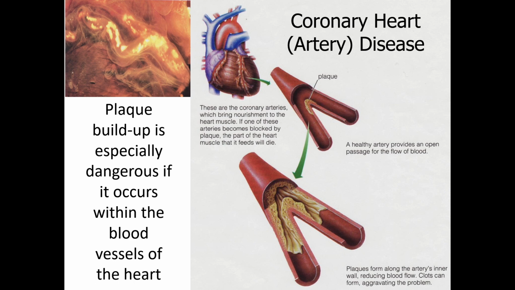So when atherosclerosis occurs anywhere, it's not a good thing, but it's especially a problem in the heart, the brain, kidneys, a few other vital organs. And if plaque buildup happens inside of the heart, it can clog these coronary arteries. Coronary arteries actually bring, like I said before, oxygen and nutrients to the heart tissue itself. And we call this coronary heart or coronary artery disease if plaque starts to form inside of them.